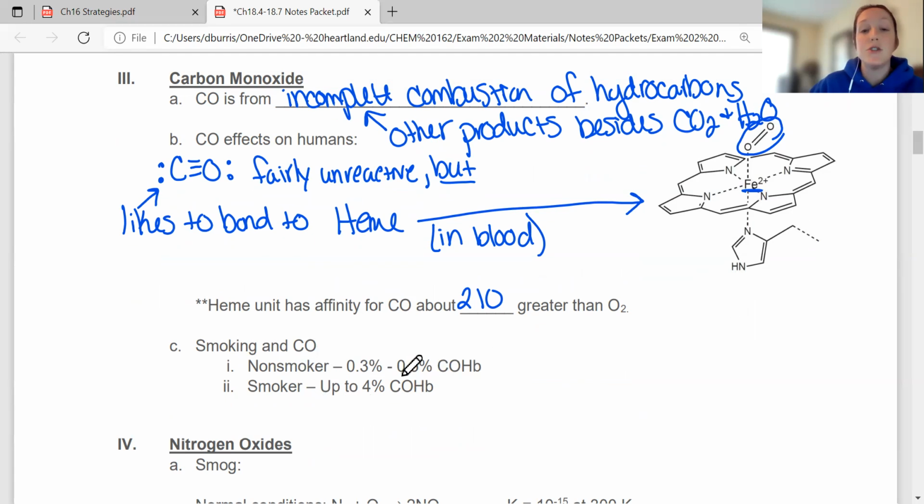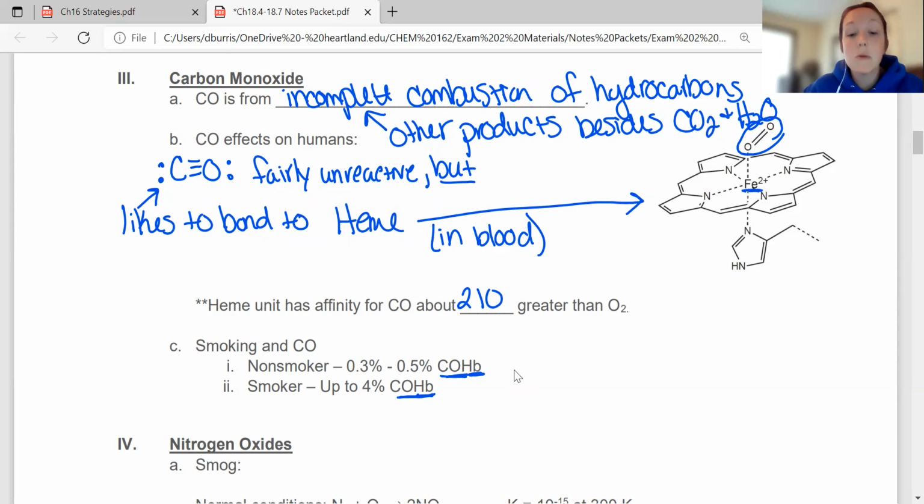So a non-smoker usually has 0.3 to 0.5% of their hemoglobin, HB stands for hemoglobin, with carbon monoxide on it, whereas a smoker usually has up to 4% of their hemoglobin with carbon monoxide on it. That's what COHB stands for. So that's a really big difference.